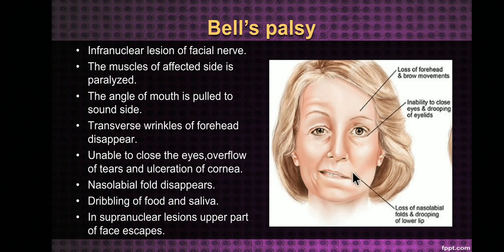Buccinator is not acting due to its paralysis. Food gets accumulated in the vestibule of the mouth, and when you try to eat, the food actually comes out. That is called dribbling of the food or saliva, because the buccinator is paralyzed. So these are some of the features of Bell's palsy.